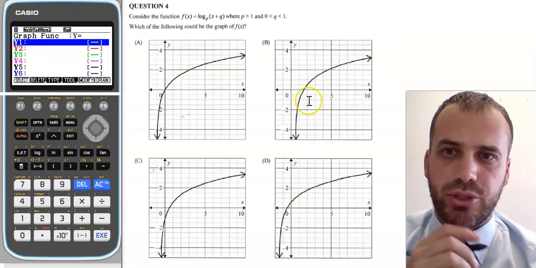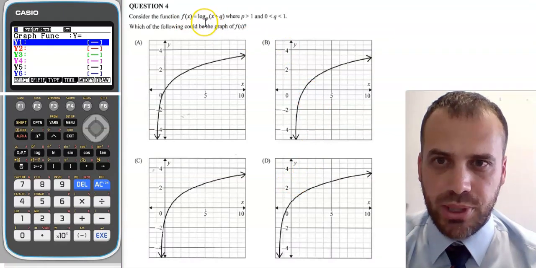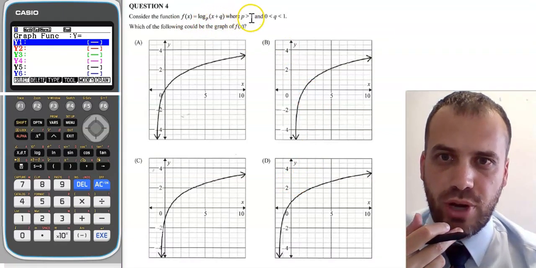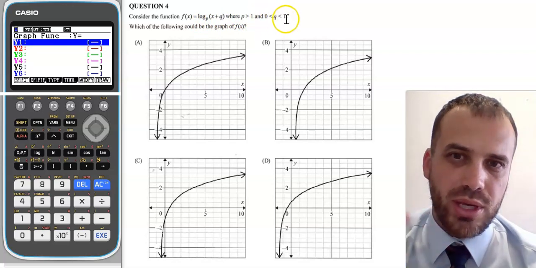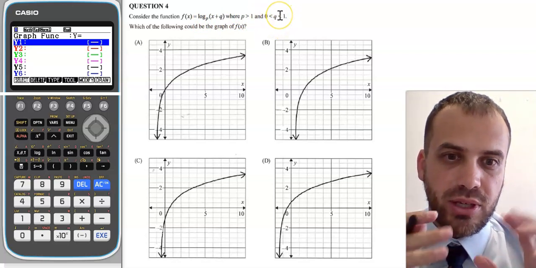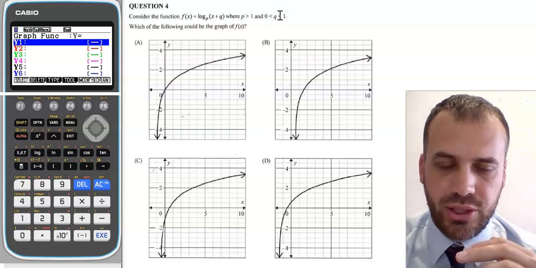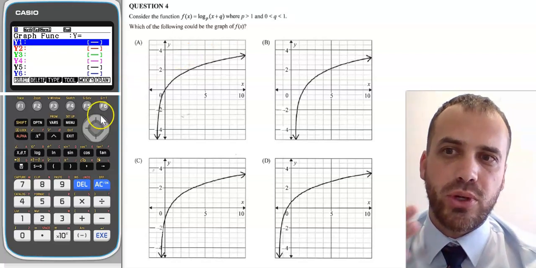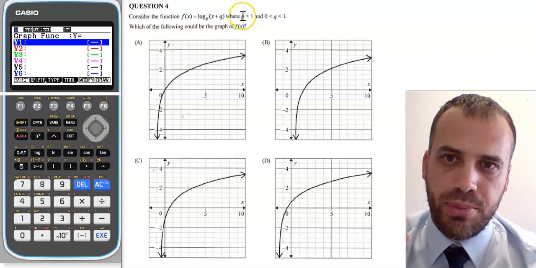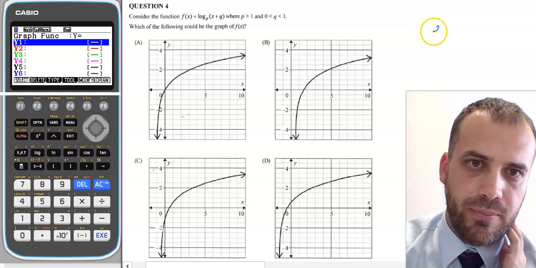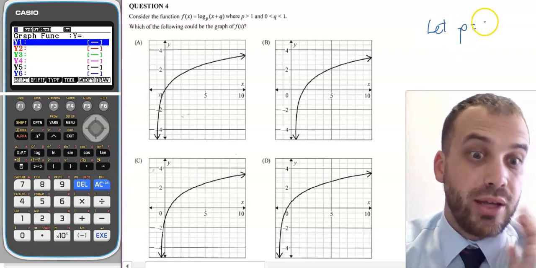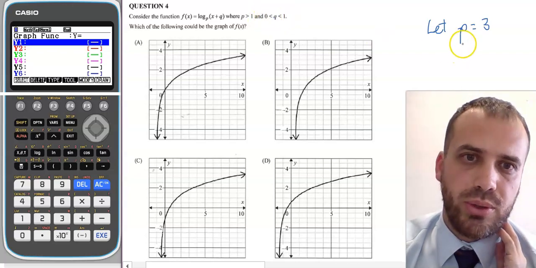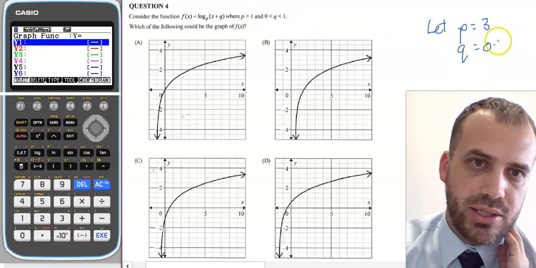The question here is a real doozy because they give you a function, but it's got a p and a q value, and it says where p is greater than 1 and q is between 0 and 1. So you might be thinking, wait, I don't have an exact value, so I can't use my calculator here. But you can just try something and see what it looks like. Let's say p is greater than 1, so let's let p equal a number greater than 1. Let's say 3. And q is between 0 and 1, so let's let q be like 0.5.